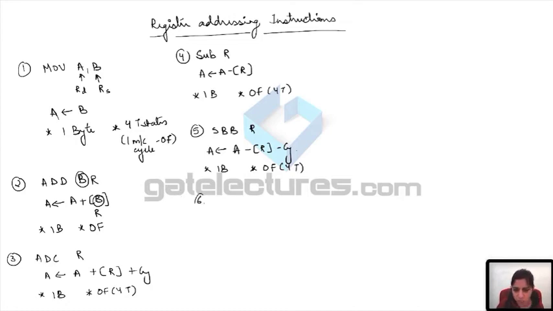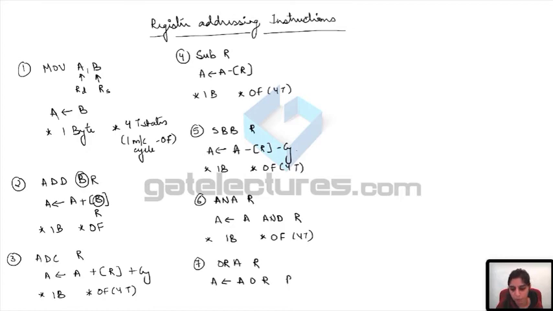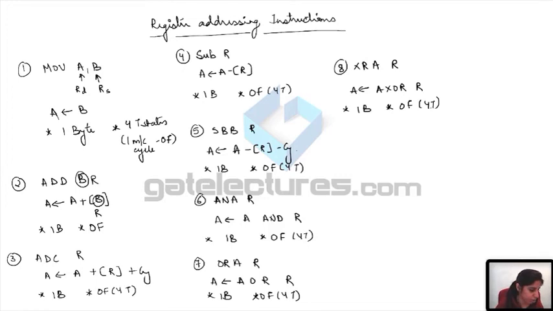Then we have logical operations, which are ANA R. Here contents of A are going to be ANDed with contents of the register, 1 byte, only opcode fetch, 4 T states. Then we have ORA R, where contents of A are going to be ORed with the register, 1 byte, opcode fetch, 4 T states. And then we have XOR operation, XRA R is going to XOR A with the contents of R, 1 byte, and opcode fetch is going to take up 4 T states.